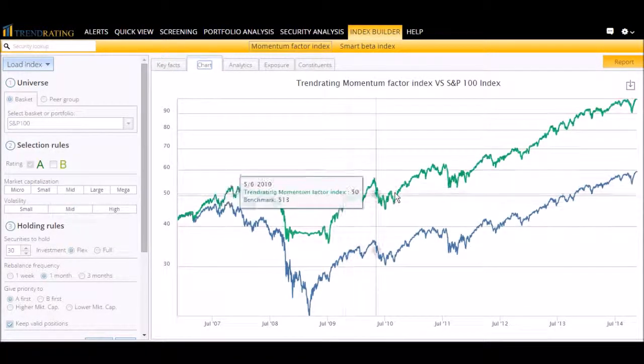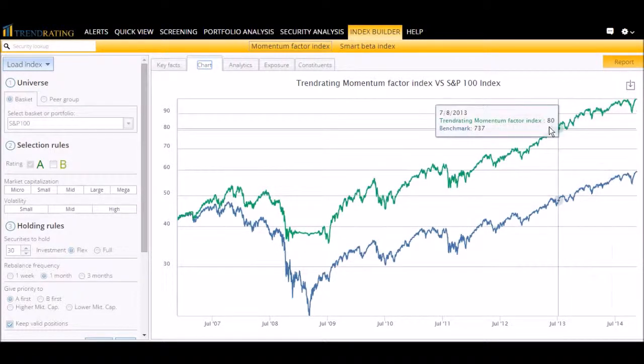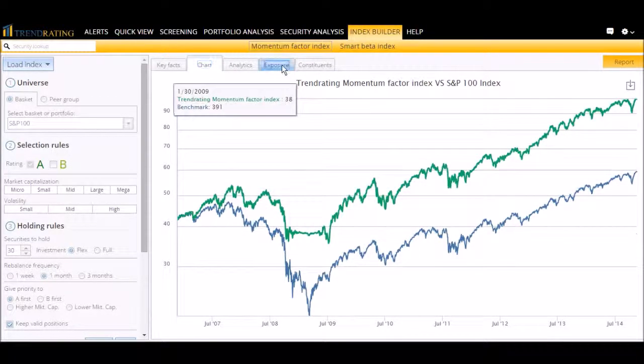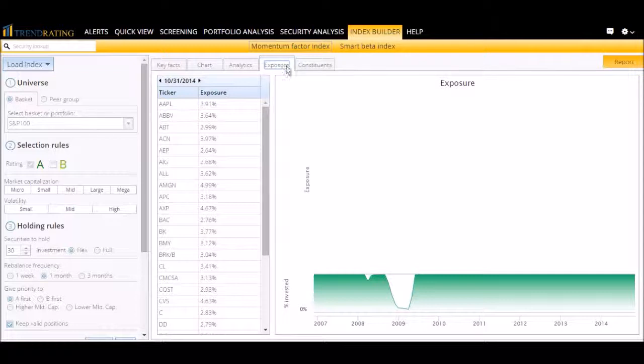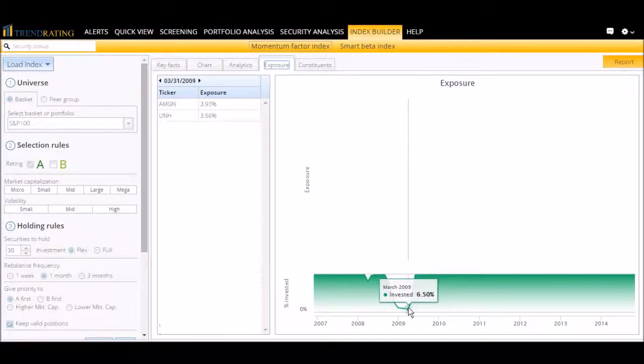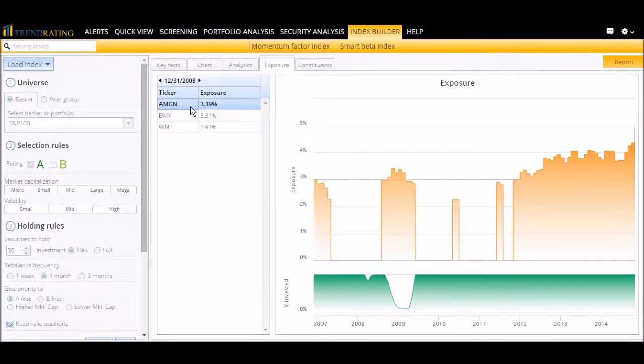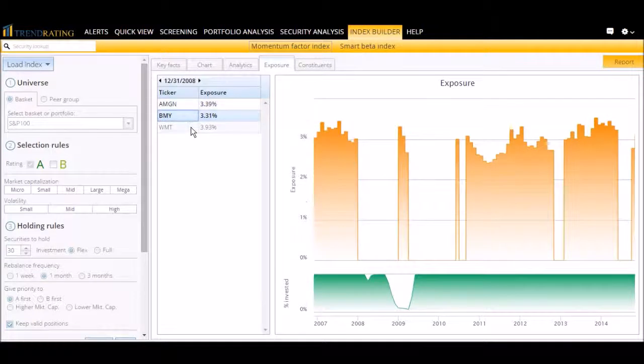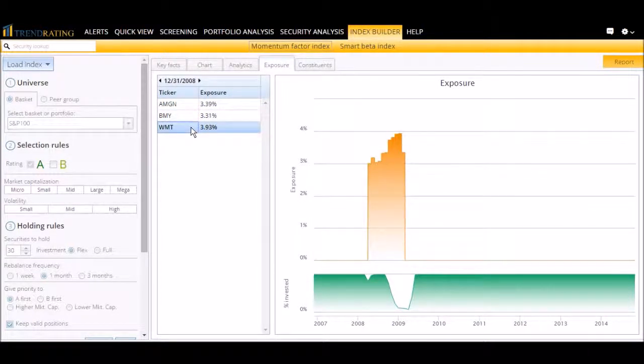And we can then look at the chart, where here we see the green line, the trend rating strategy, and the blue line being the index itself. The model has been quite effective in managing the downtrend in 2008. To see why, we click Exposure, where we see the allocation back in 2008 and 9, where the model would have been underinvested. We had very few stocks satisfying the criteria of an A rating. In fact, only 3 were available at this time. This is how we saved money on the downside.